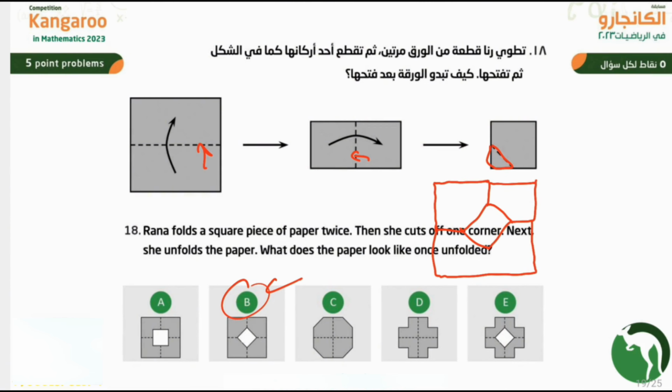B is the correct answer. Here we have a different shape. This one is wrong. Here also we have these corners and this is not correct. And also here the corners are cut, so it's not correct. Here in the middle is correct, but the corners are also cut, so this one is also not correct. So we are sure now that B is the correct answer.